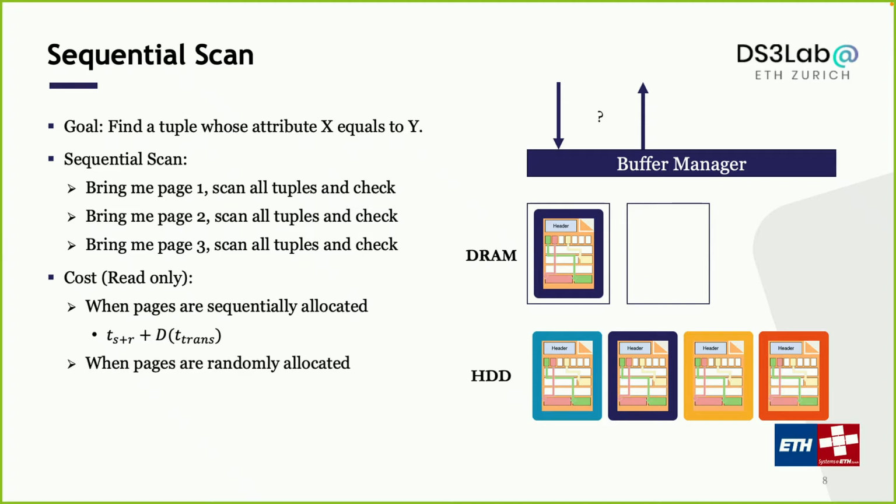When pages are randomly allocated on the hard drive, every single time you access a page, you need to pay 1 unit of seek and rotate, and you need to pay 1 unit of transfer. If you have d pages in this relation, you end up with something like this.